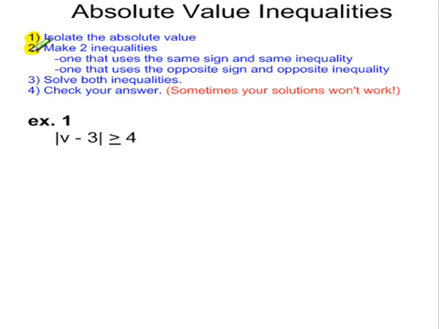Step number 2, we're going to be making 2 inequalities like we did with our equations, but the big difference is this time when we use the same sign, we're also going to be using the same inequality for one of them. And when we use the opposite sign, we're going to make it the opposite inequality. And you guys will see what we're talking about when we start with example 1.